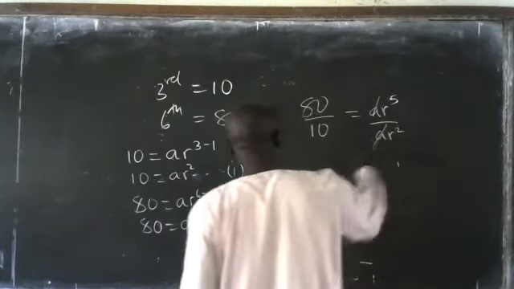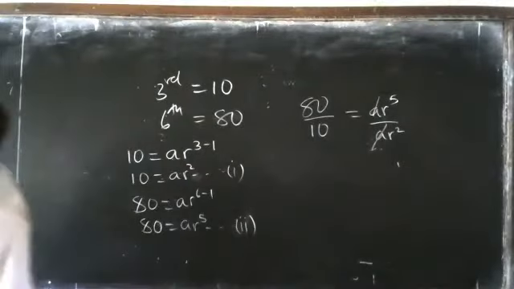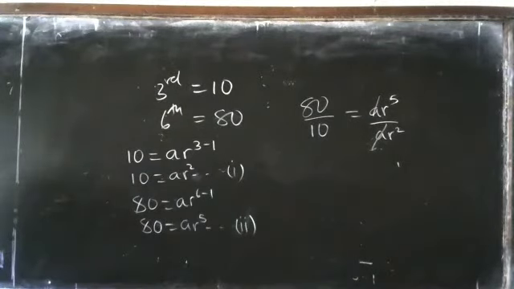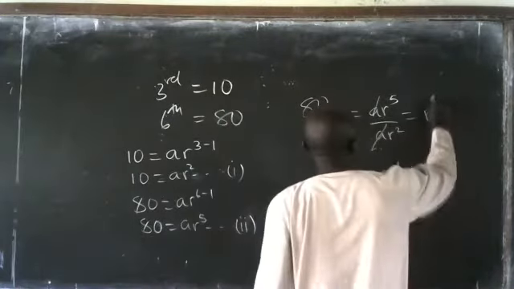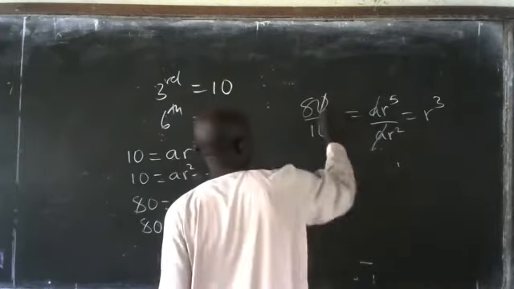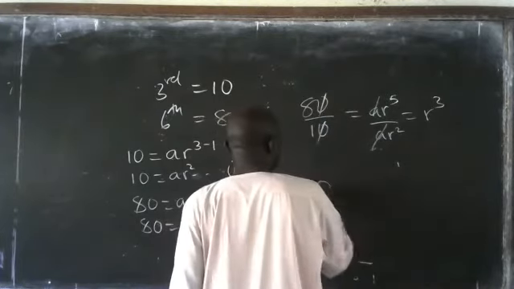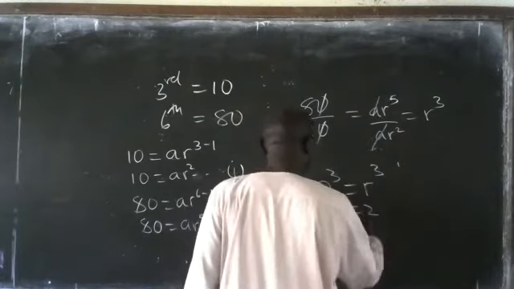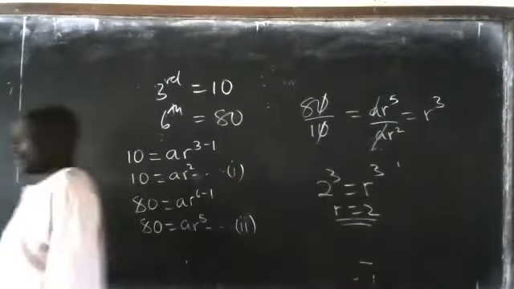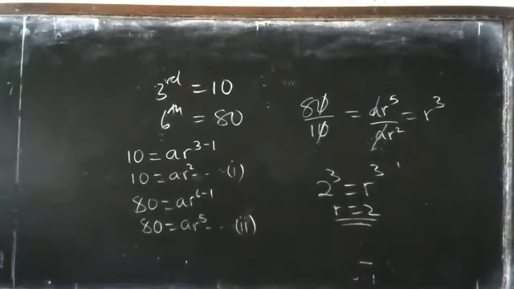So we are solving for the A. When we divide R power 5 by R power 2, we shall have R power 3. So 8 is 2 power 3, equal to R power 3, so our R is 2. So now we have our common ratio as 2. Is that okay?